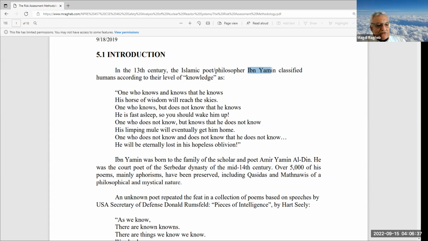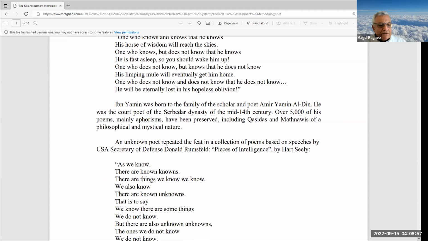Over 5,000 of his poems, mainly aphorisms, have been preserved, including what's called qasida in Arabic and masnawis of a philosophical and mystical nature. You notice that that type of culture eventually found its way to Europe and got Europe out of the dark ages.